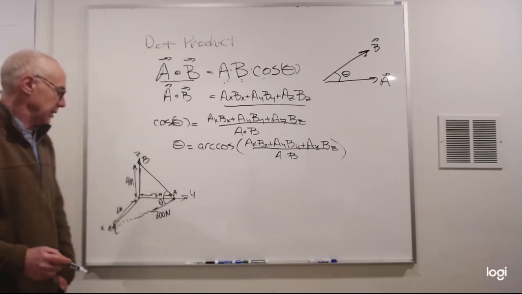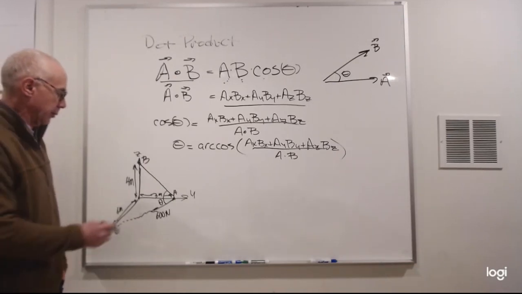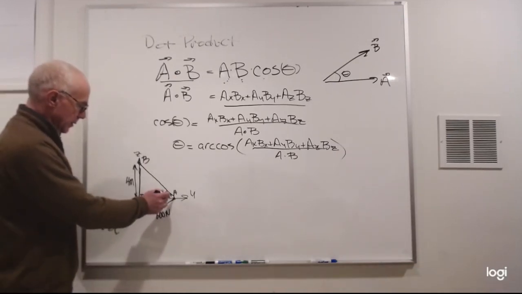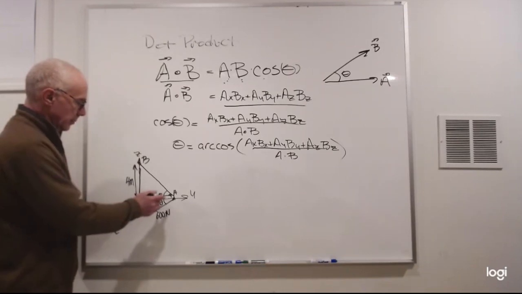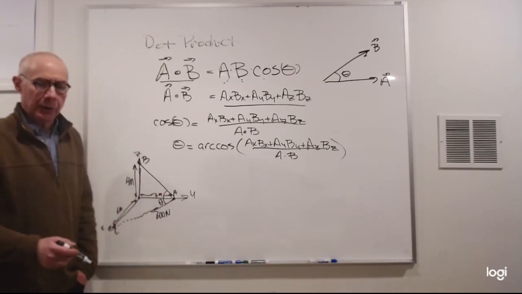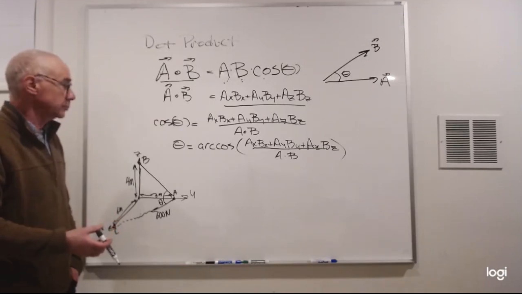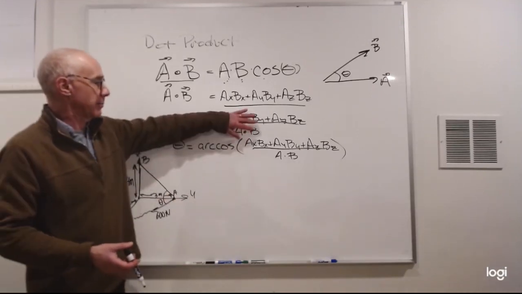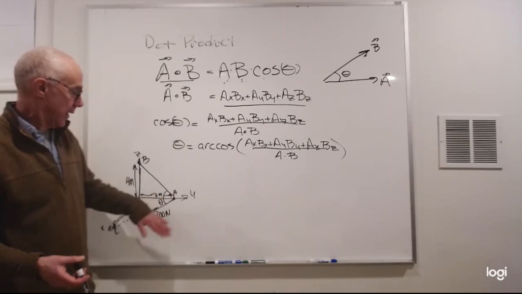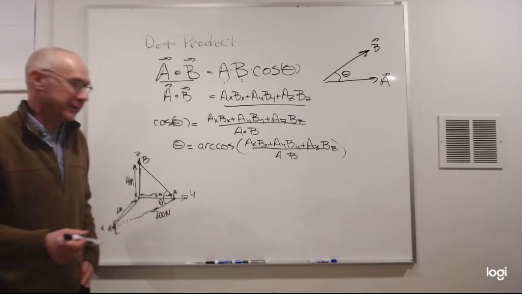Easily done. We're going to write a position vector between here and here, and a position vector between here and here. We'll find their magnitudes, and then we will apply our dot product and solve for the value of theta. So let's see if we can do it.